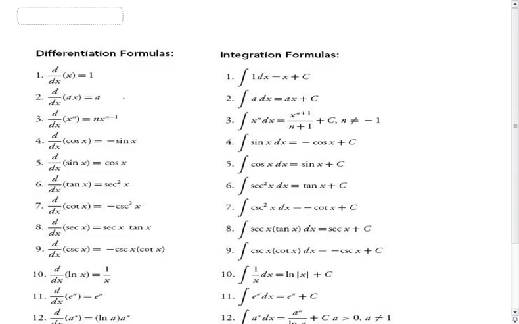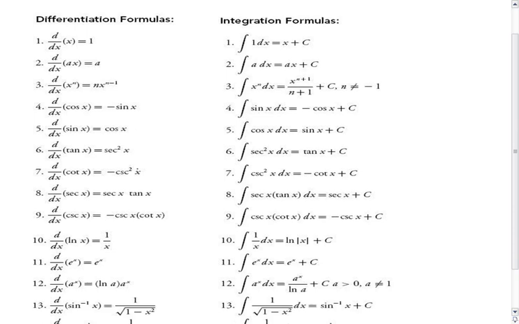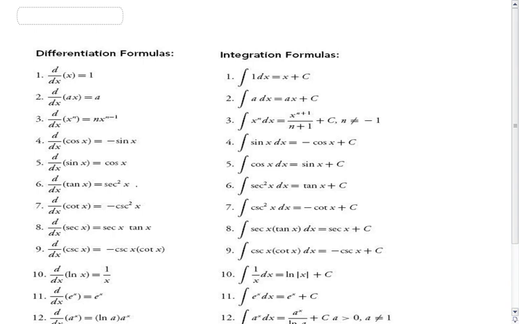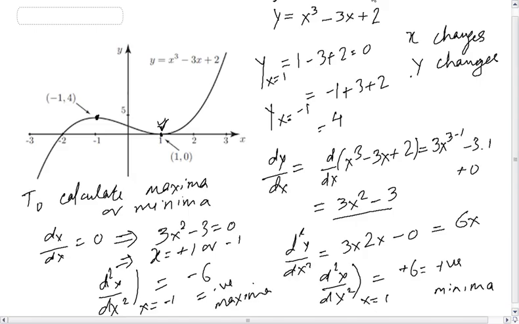Now if you want to know how the differentiation of different functions is calculated, you can see these equations. The differentiation of x is 1, the differentiation of some constant a times x is a, the differentiation of x raised to the power n is n x raised to the power n minus 1, and the differentiation of cos x is minus sin x. You can get this on Google if you search for the list of formulas for differentiation. So like this you can calculate the maxima and minima of any function.